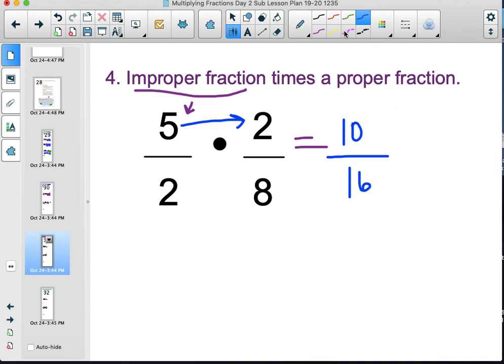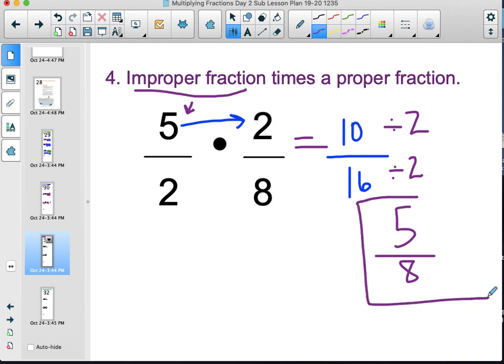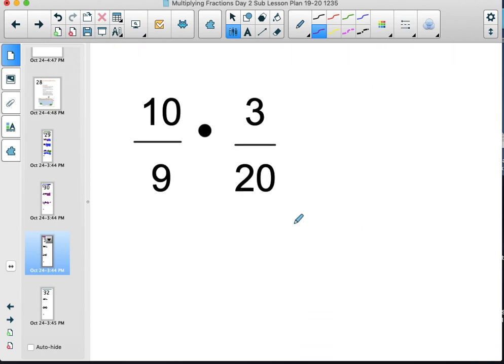If you want to practice saying, hey, wait a second, I recognize that 10 and 16 are even numbers, we can divide both the numerator and denominator by 2. Remember, it has to be the same number. We get 5 over 8, which is simplified. So if you got 10 over 16, you have mastered multiplying fractions. If you got 5/8, you've mastered simplifying fractions, which is awesome. All right, why don't you try? Pause the video and you try.